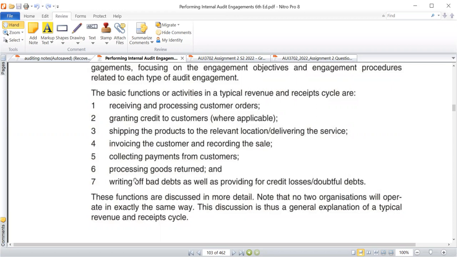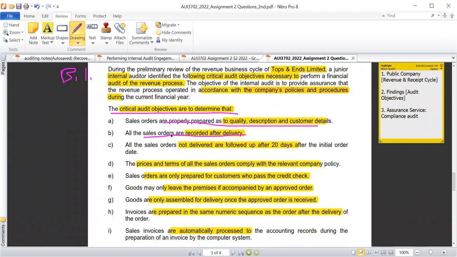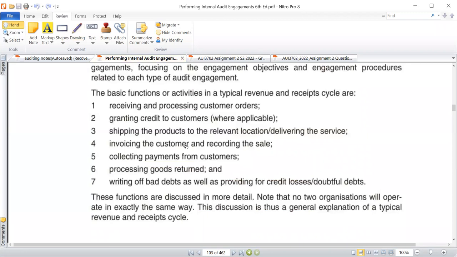So if I'm looking at these stages, guys, which of the stages would you say relates to the audit objective that they've given in this assignment? I'm looking at number B, all the sales orders are recorded after delivery. So if I go into my revenue and receipt cycle, which function here relates to that audit objective? Where is the recording of sales taking place in any of these given functions, guys? That's a question I'm asking.